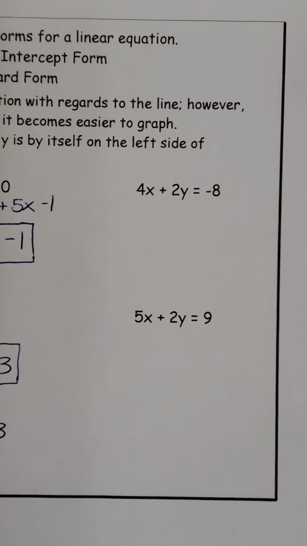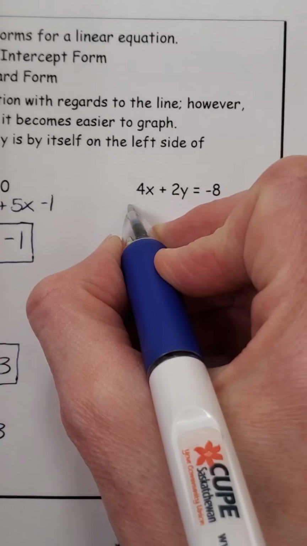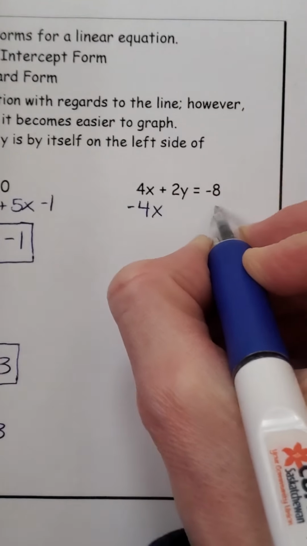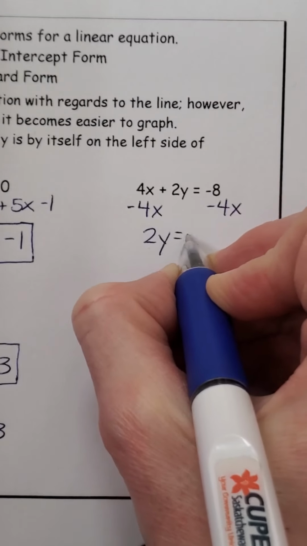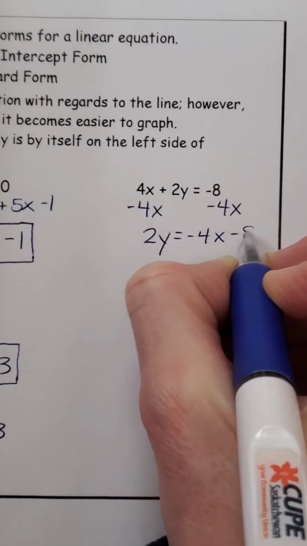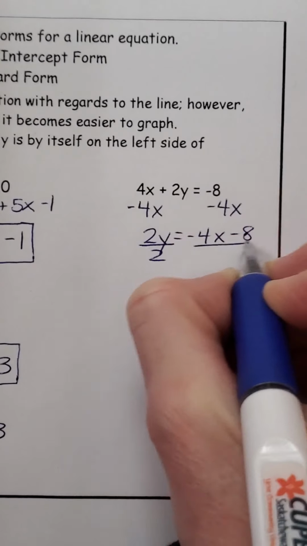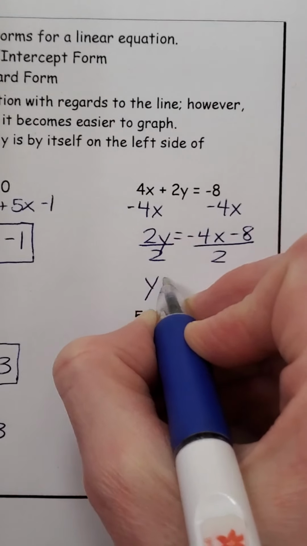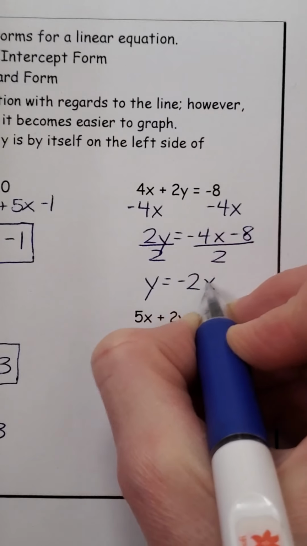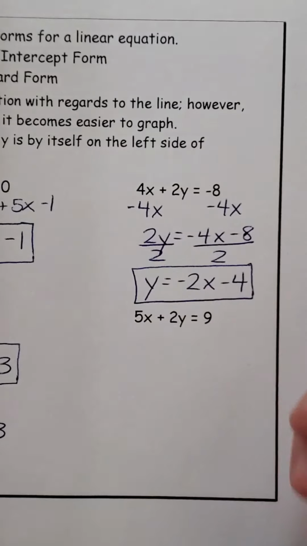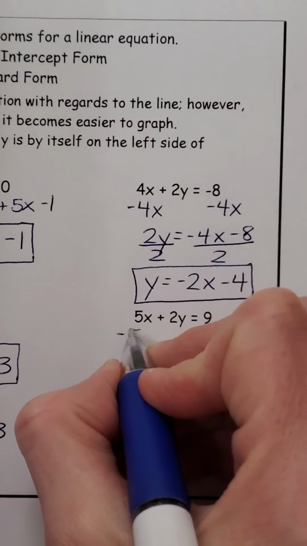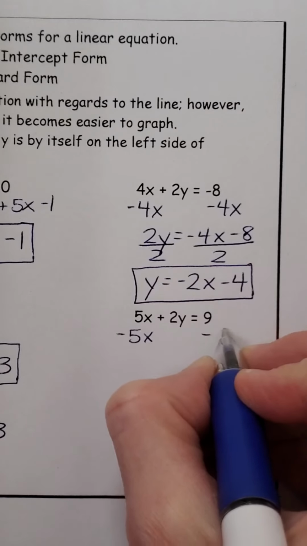And just the last set here. We'll subtract 4x from both sides. 2y equals -4x minus 8. Divide both sides by 2. And of course, we can graph any one of these. Subtracting 5x from both sides.